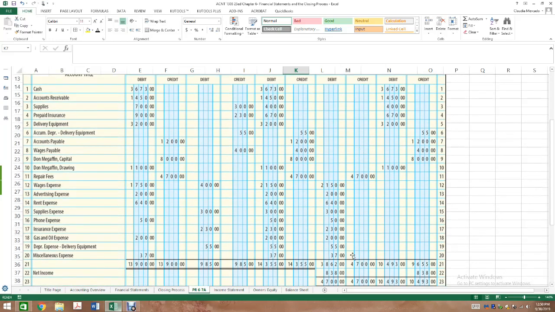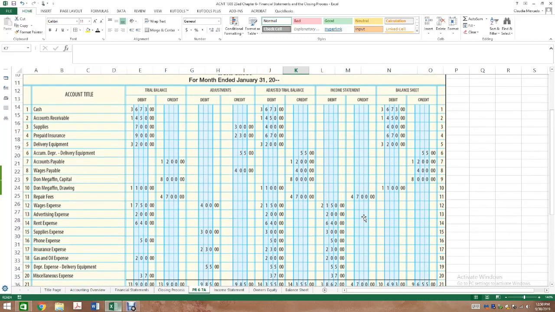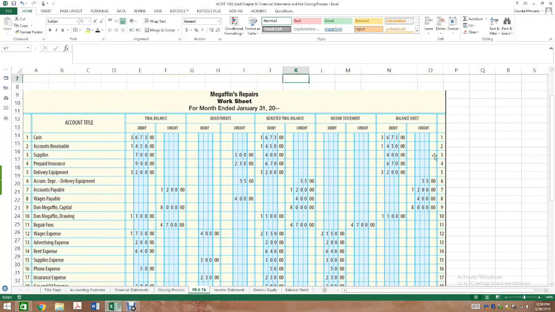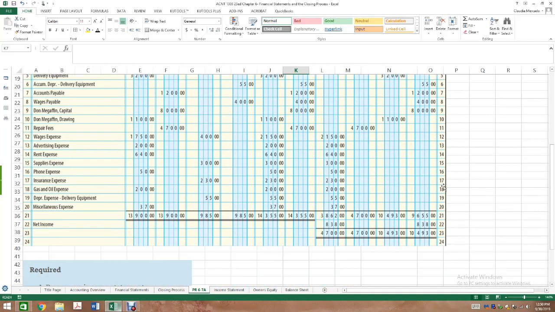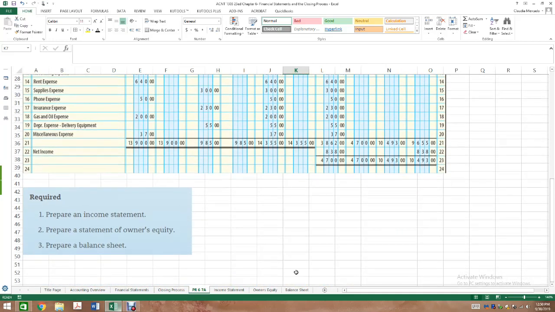Any information in the income statement columns will basically go in your income statement. Any information in the balance sheet columns will go in your balance sheet, okay? And then we've calculated our net income for the period. We are required to prepare an income statement, statement of owner's equity, and a balance sheet.